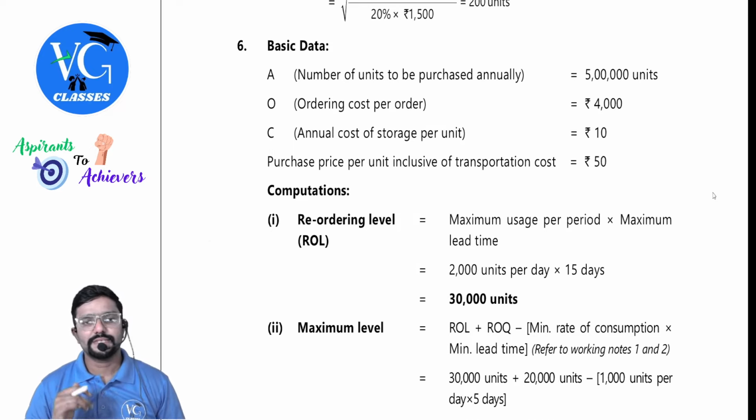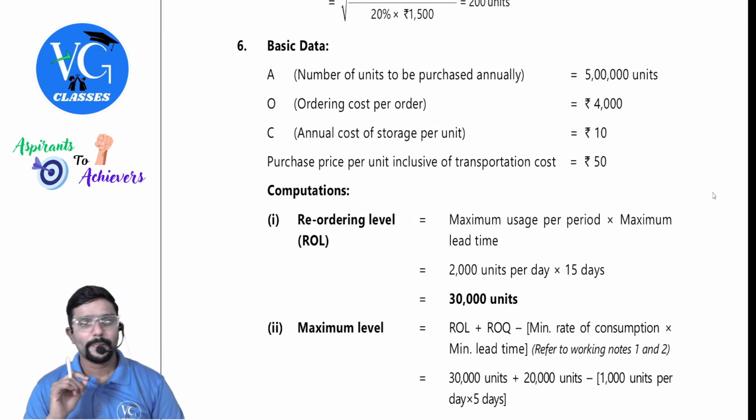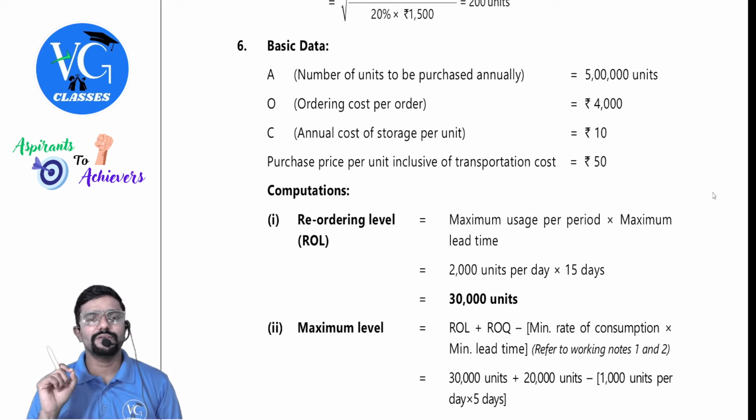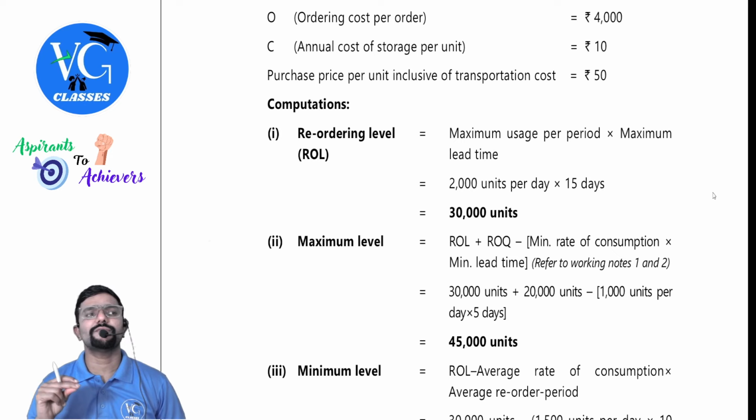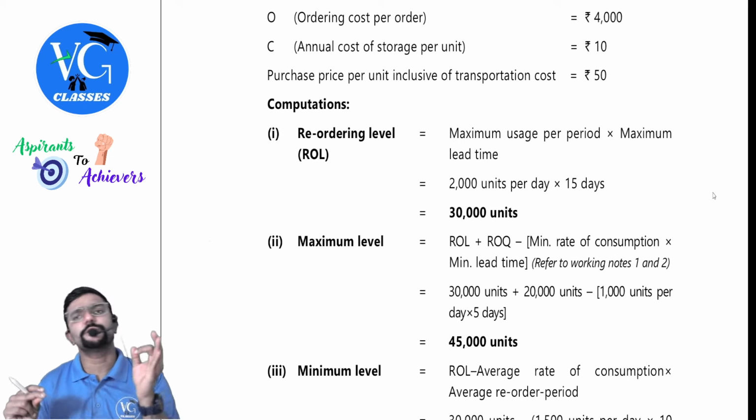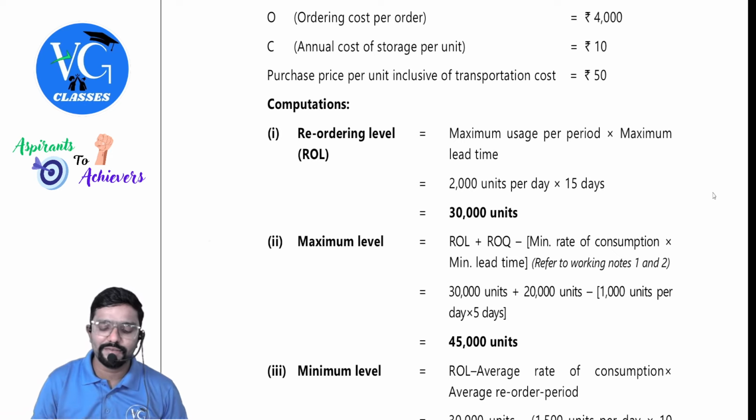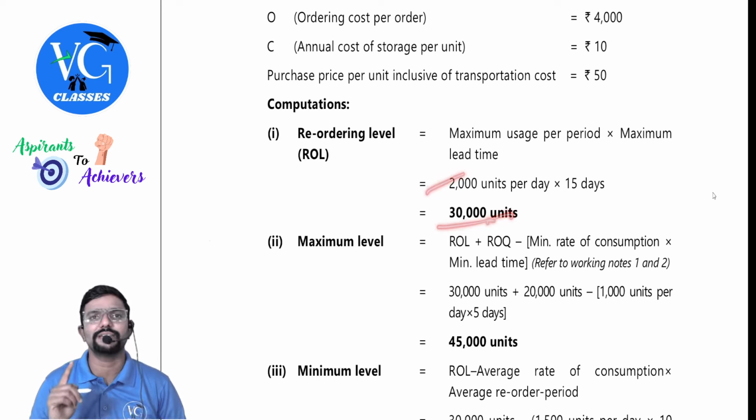Question number 6. First, the given information is written. Annual demand 5 lakh units, ordering cost per order 4000, carrying cost per unit per annum 10 rupees, purchase price per unit is 50 rupees. Computations, guys. Reorder level, what is the formula? Maximum consumption into maximum lead time. Both are given? Yes, sir. Just apply the formula and calculate.